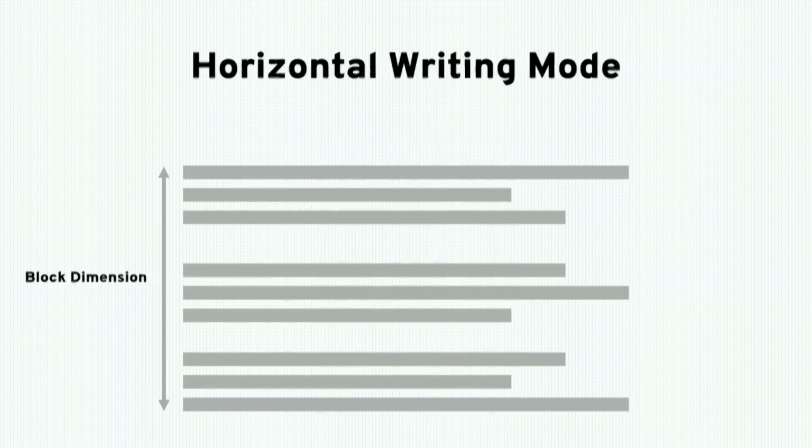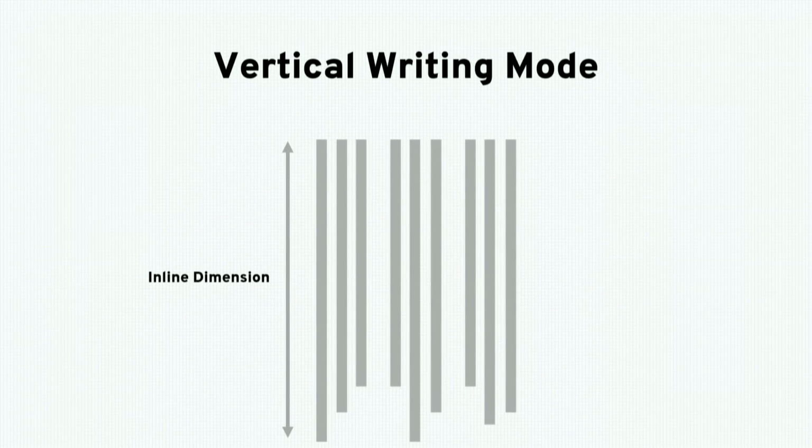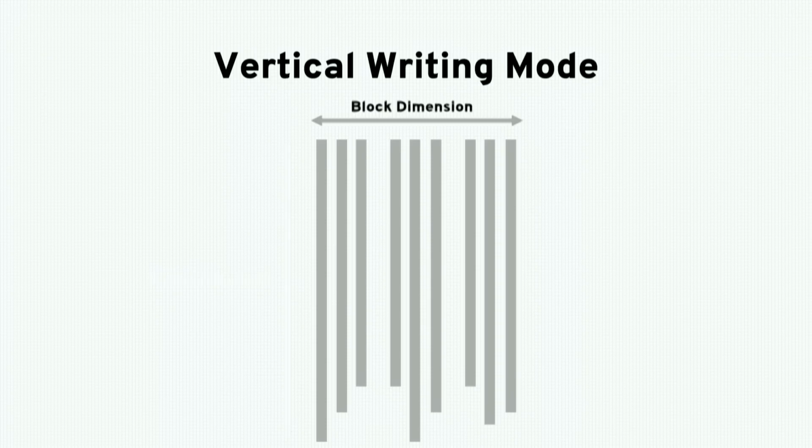So if we take a vertical writing mode, then the inline dimension is running down the page, top to bottom, because that's the way that the sentences flow in that writing mode. And the block dimension is going to be running horizontally.